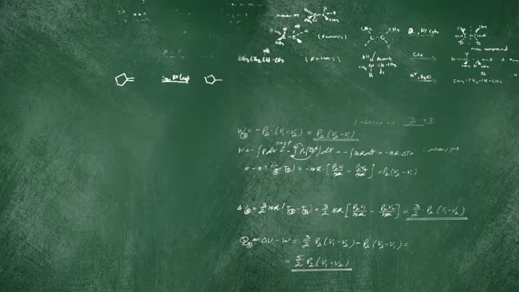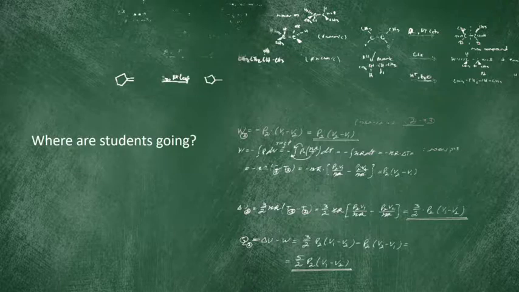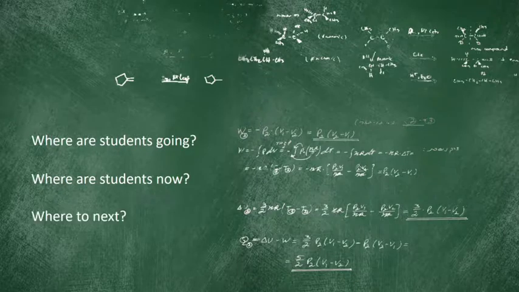A way to think about the process of formative assessment is to consider 3 key questions that formative assessment answers for teachers and students alike. Where are students going? Where are students now? Where to next? These are 3 questions that teachers and students answer during teaching and learning to guide the process of formative assessment. The question, where are students going, is answered by establishing learning goals and success criteria.